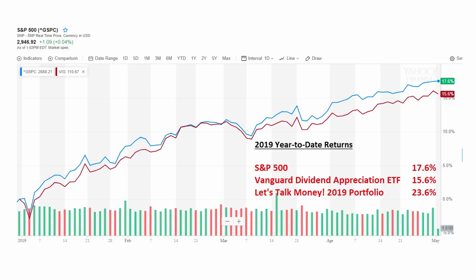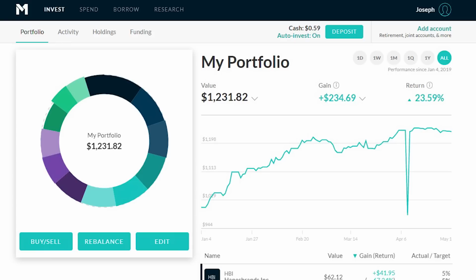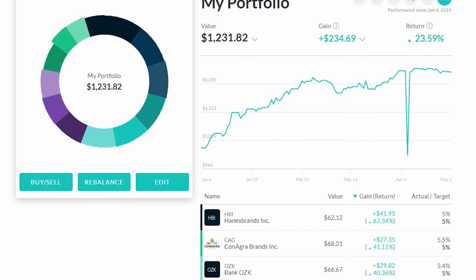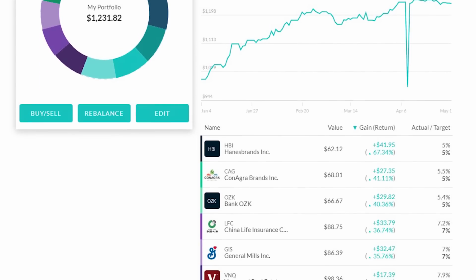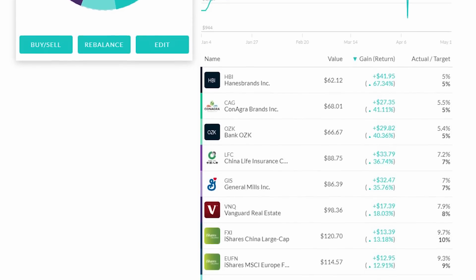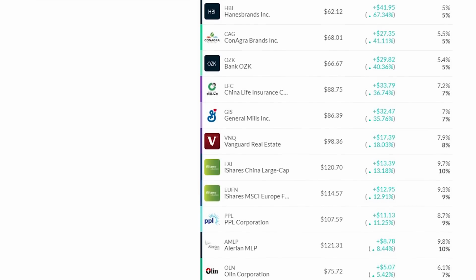I've gotten a lot of questions about our 2019 dividend stock portfolio, why I filtered for stocks paying a 3% yield or higher instead of going for those really high yielding stocks. You only need to look at that 24% total return in just the first 4 months to see that it's all about that balance and getting the highest total return. 5 of our dividend stocks are up over 35% so far, with Hanesbrand surging 67%.